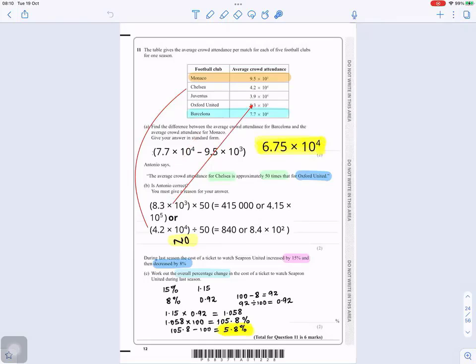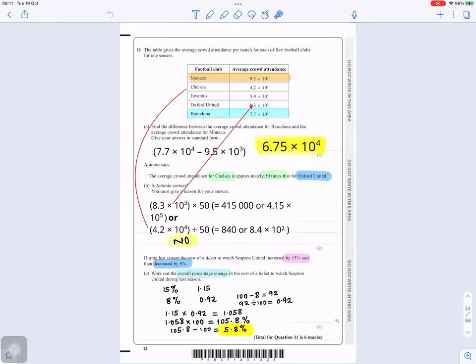Antonio says the average crowd attendance for Chelsea is approximately 50 times that for Oxford United. Is Antonio correct? You must give a reason for your answer. So we have 8.3 times 10 to the 3 times 50. That gives you 415,000, or 4.15 times 10 to the 5. And if we do 4.2 times 10 to the 4, that's for Chelsea, divided by 50, it gives you 8.4 times 10 squared. So the answer is no.